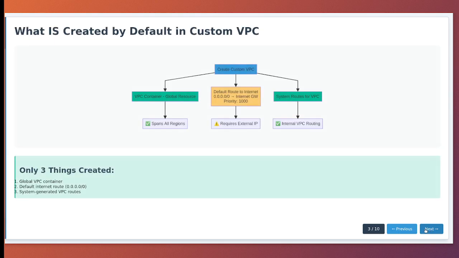What is created by default? When you create a custom VPC, very few things are actually configured by default. Let's go through what you do get automatically. First, the VPC itself is created as a global resource that can span all regions. This is important. The VPC container is global, but the subnets you create within it are regional.